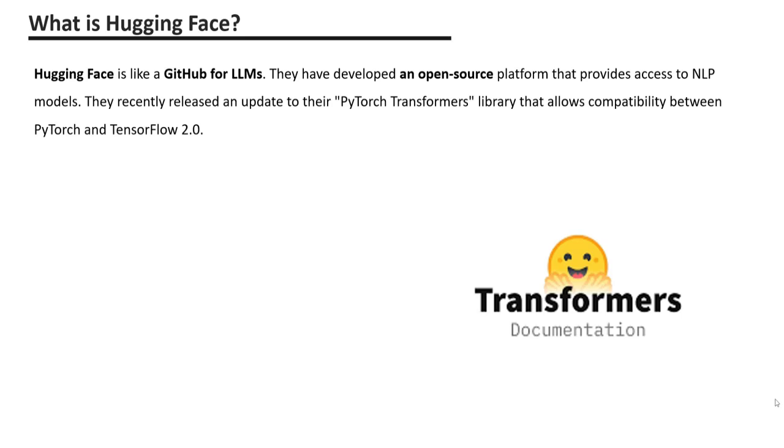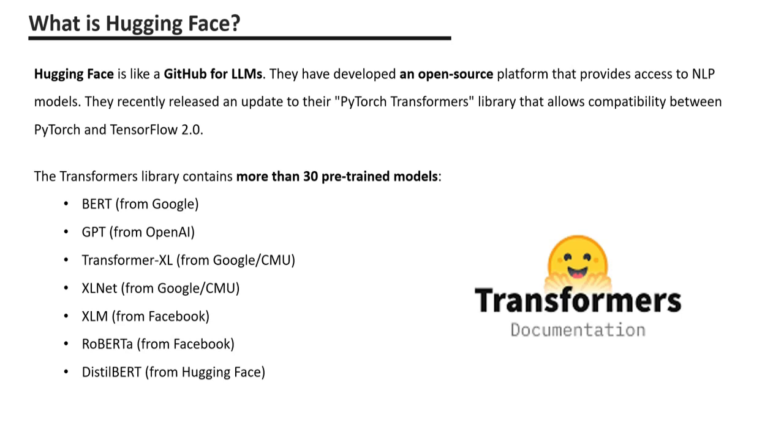Hugging Face has developed an open source platform that provides access to a variety of pre-trained natural language processing models. Furthermore, it has recently launched an update to its Transformers libraries that enables compatibility between PyTorch and Google Chrome. Additionally, the Hugging Face platform within the Transformers library hosts more than 3 pre-trained models.